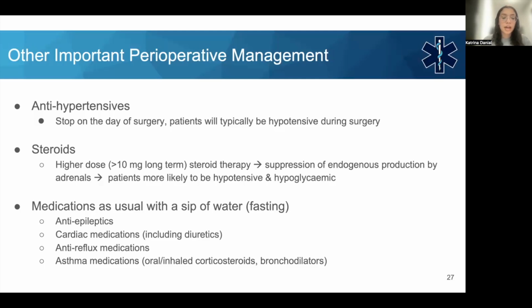Okay, and then in terms of a few other medications, critical medications like anti-epileptics, cardiac medications, asthma medications, you can still give them on the day of surgery. And if it's a tablet medication, you just give it with a sip of water, so the patient can still remain fasted.